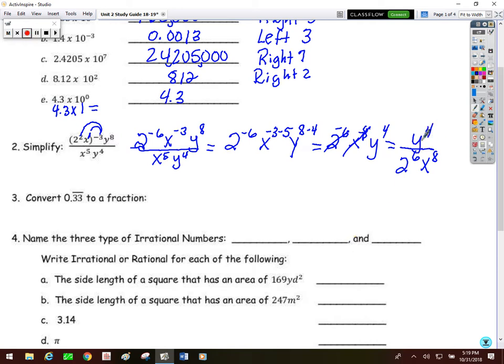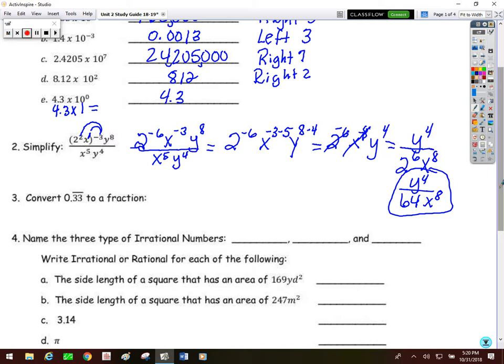Well, I look like I'm almost finished. I don't know what y is, I don't know what x is, but I do know what 2 to the 6th power is. And remember, that means 2 times 2 times 2 times 2 times 2 times 2, right? It's just that many times, not 2 times 6, okay? So when I finish that out, what I have is y to the 4th over 64x to the 8th power. There's your final answer right there. Okay, so just remember your steps.